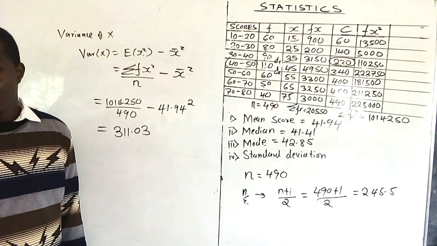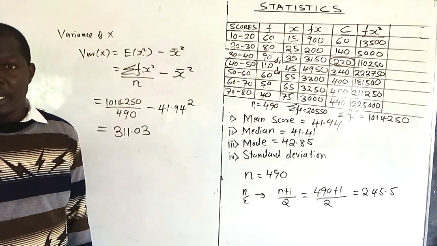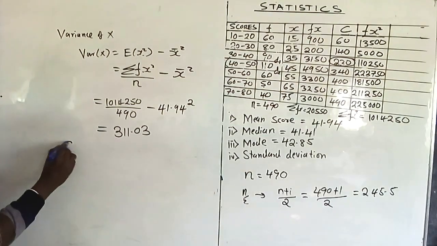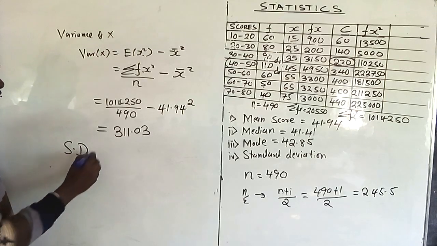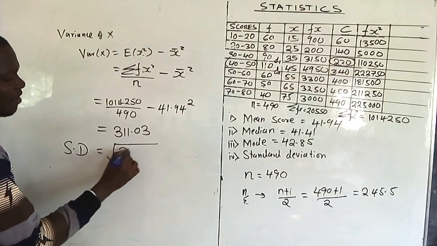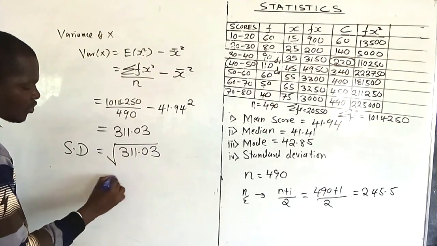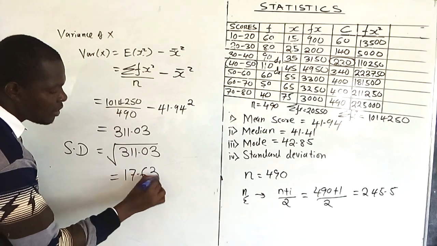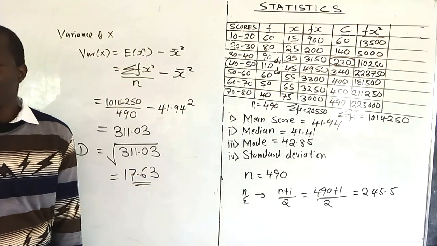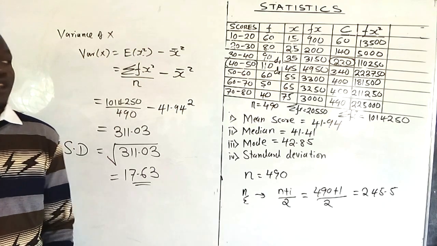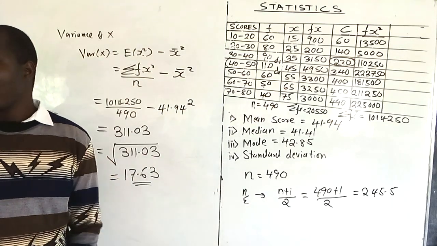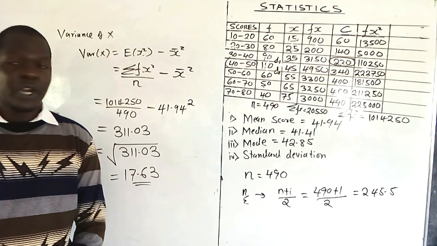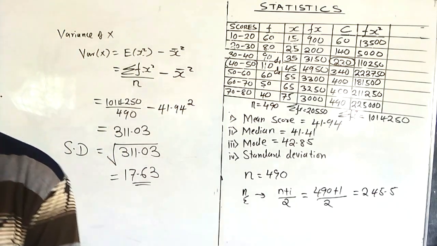You have a different value. It is the same value, isn't it? Then after getting the variance, we want the standard deviation. So the standard deviation, SD, is the square root of the variance. So what do you get to be the standard deviation? 17.63. Very good. So the standard deviation is 17.63, and you would have answered all the required. Are we together? Very good. So that is what you expect in that case.